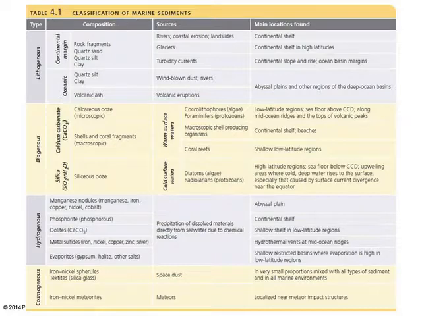All right, so on the next slide, you have table 4.1, which is, again, another classification for sediment in the ocean. This is straight out of your textbook, so I definitely recommend you go and take a look at it in your textbook.